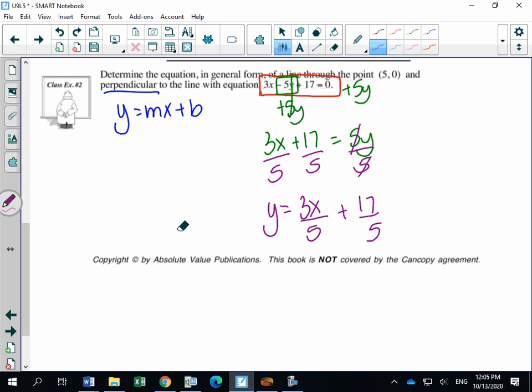Maya, what is the slope of this equation? 3 over 5. So what I'm going to do now is box this in, and I'm going to say that my slope is 3 over 5. They wanted a slope perpendicular. So Kayla, if they want perpendicular to this guy, what's my new slope going to be? Negative 5 over 3.